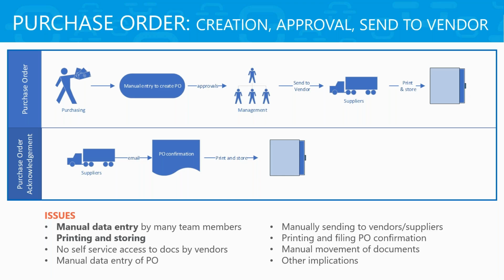We've got the purchase order here. What's going on? We've got to have someone physically type in data, right? So that's the issue? We're spending time on data entry. And then we're going to route it through the approval process and then send it to the vendor.